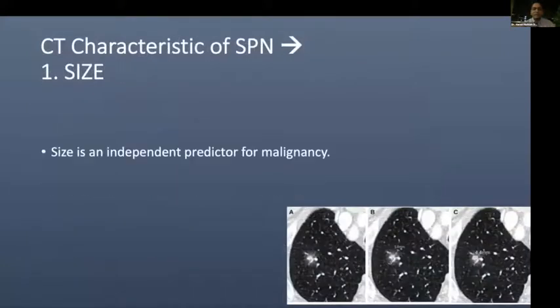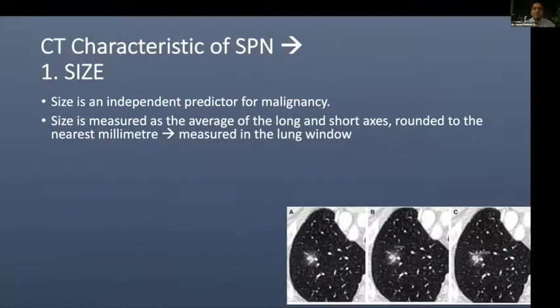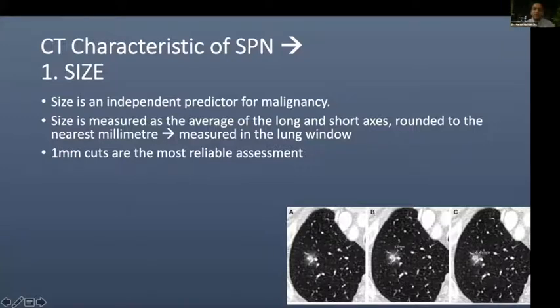So the first thing is size. Basically the size, we know, is an independent predictor for malignancy. We should measure the average of the long and short axis, and we should round it to the nearest millimeter. We should look at it in the lung window, because if you just look at it on the mediastinal window, you only see the solid component.